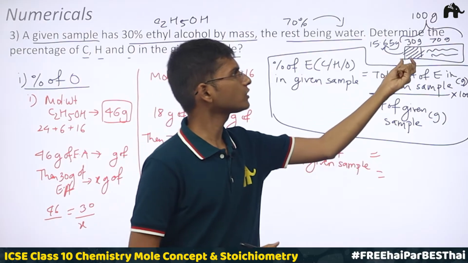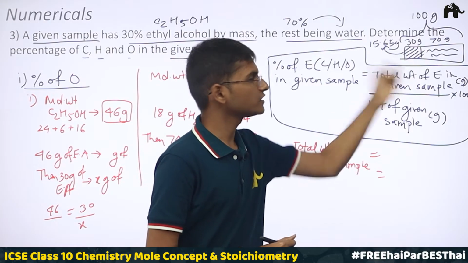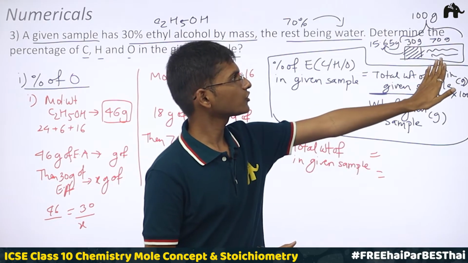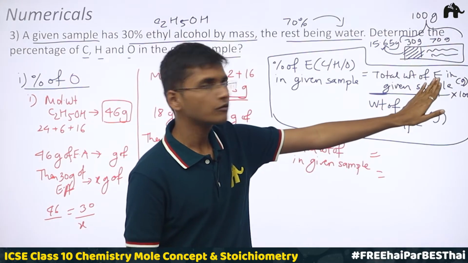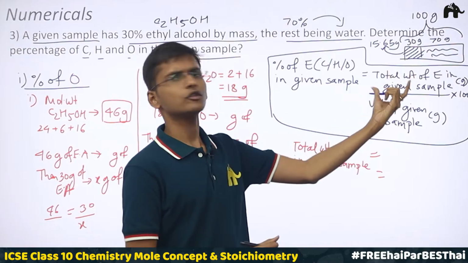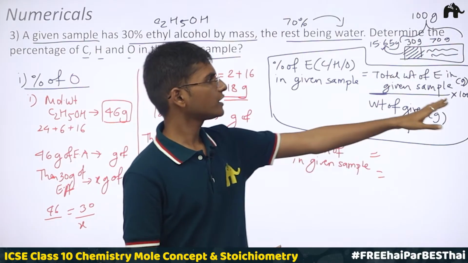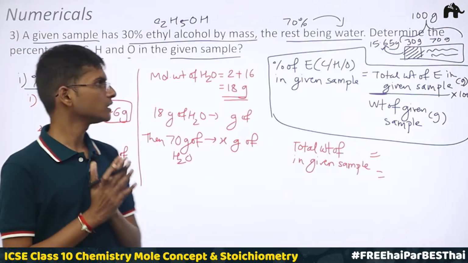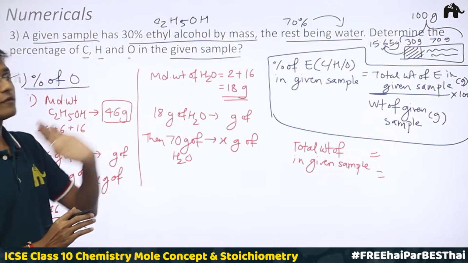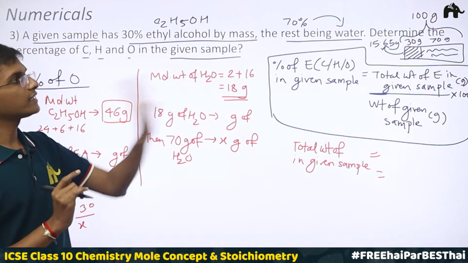So first we are going to find out how many grams of oxygen are present in these 30 grams of ethyl alcohol, then how many grams of oxygen are present in these 70 grams of water. Then we are going to add them, and we would get the total weight of oxygen in the given sample. Then we are going to put that value upon 100 into 100, and then we are going to calculate the percentage of oxygen. Very simple. Now let's first start with how many grams of oxygen are present in the 30 grams of ethyl alcohol.